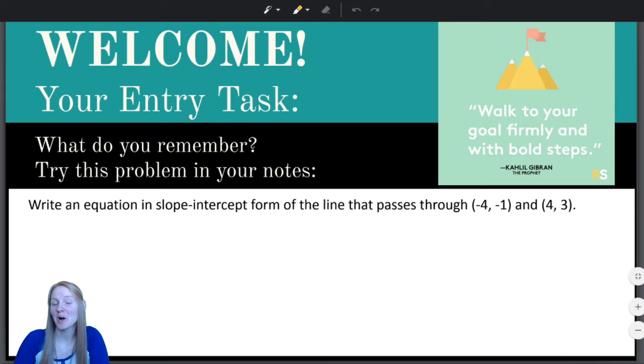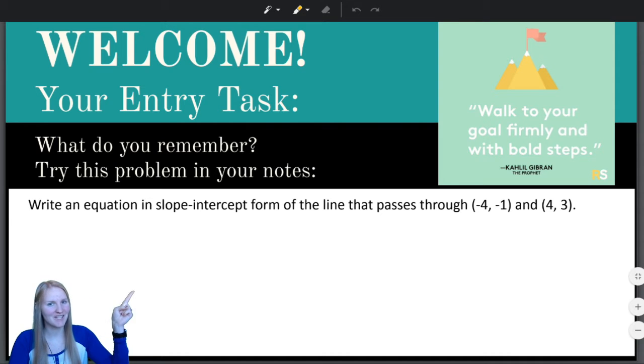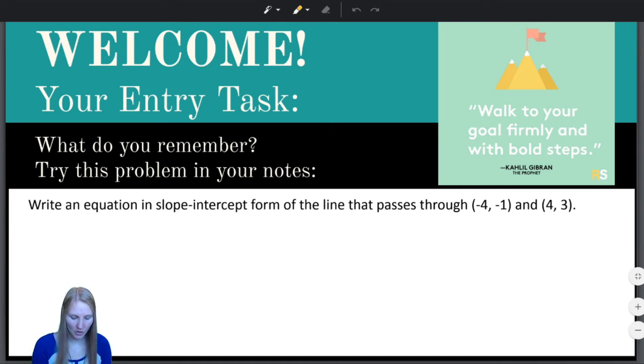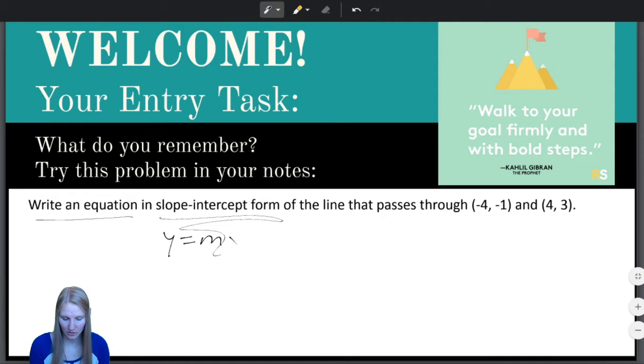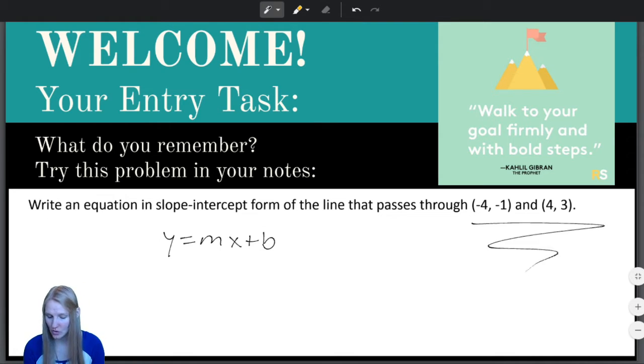You know what to do. Pause the video, try this problem in your notes, and then unpause it to do it with me. Okay, write an equation in slope-intercept form. That means we want y equals mx plus b. So write an equation of the line that passes through these 2 points.